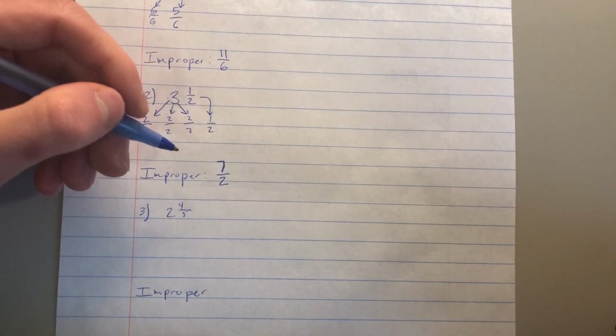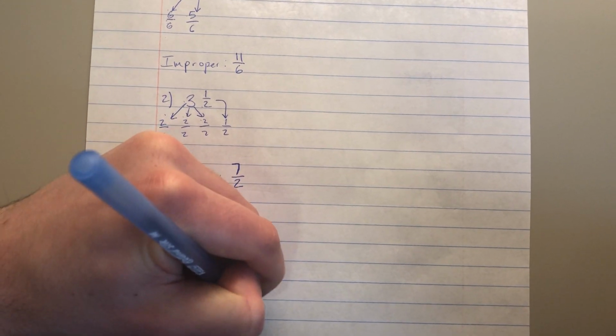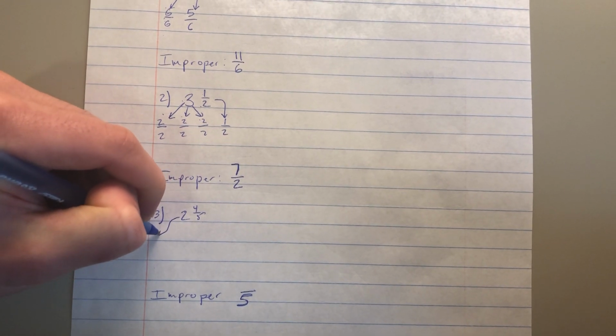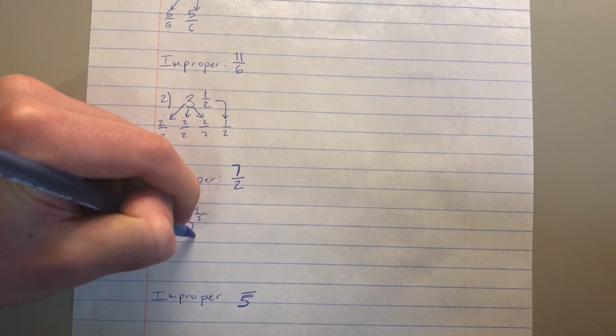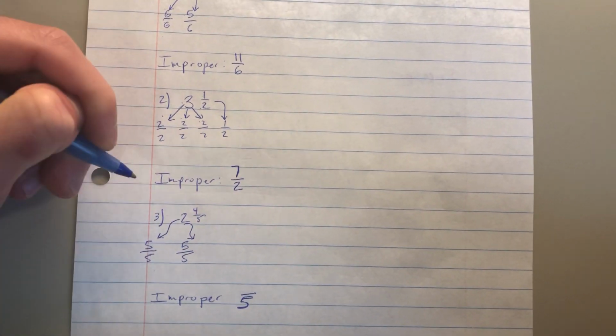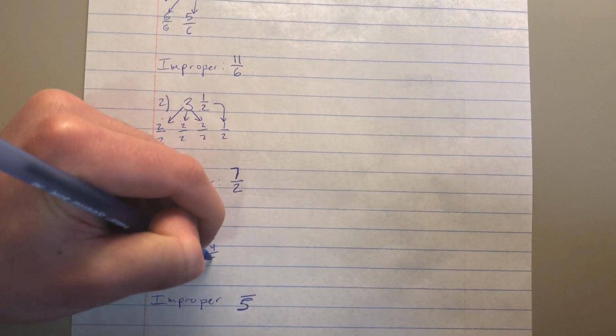For the last one, number 3, that's 2 4/5. My denominator is 5, so my denominator in my improper fraction will be 5. That also tells me that since my whole number is 2, I need to make 2 fractions that are 5/5 and 5/5. Then I need to add on my fraction at the end, 4/5.